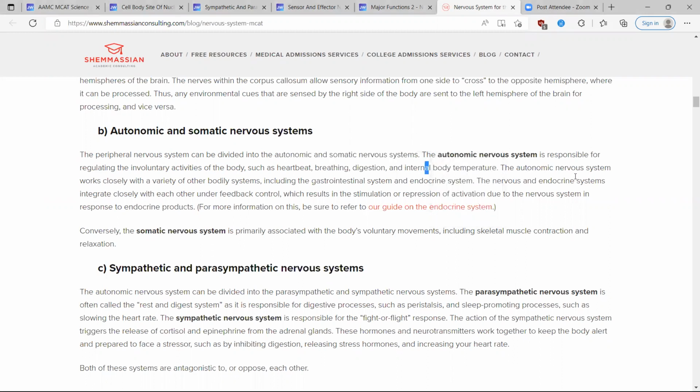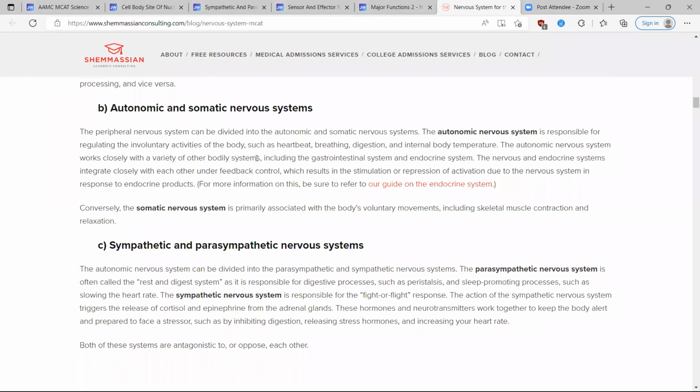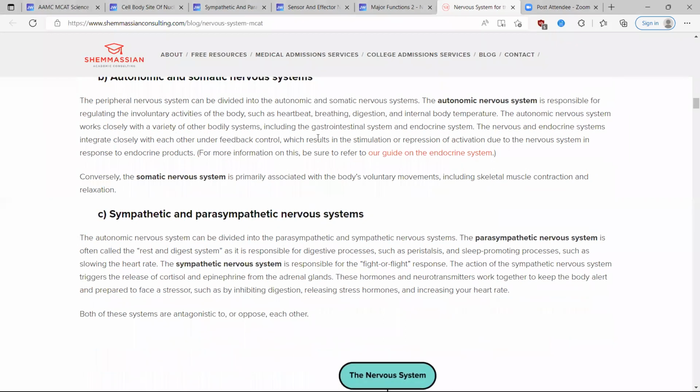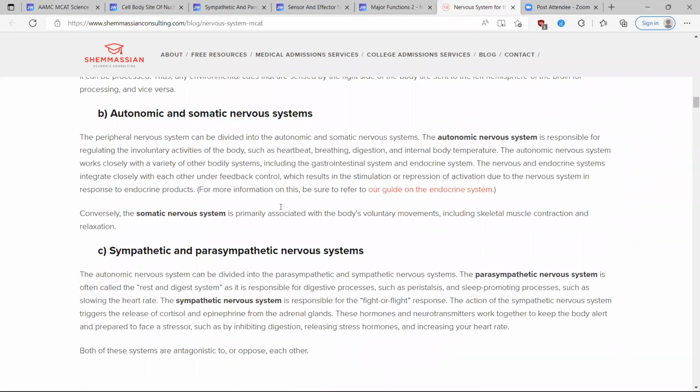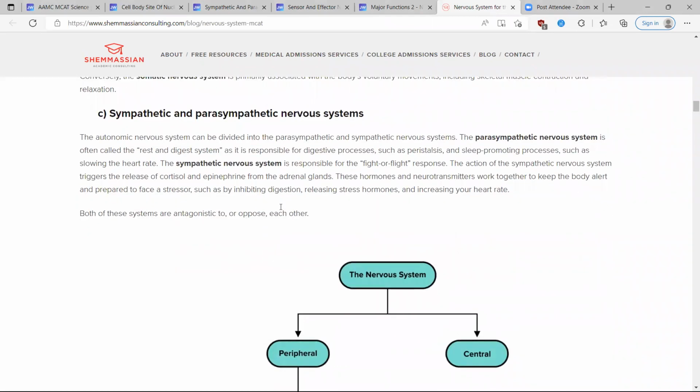The autonomic nervous system is responsible for regulating the involuntary activities of the body, such as heartbeat, breathing, digestion, and internal body temperature. The autonomic nervous system works closely with other body systems, including the gastrointestinal system and the endocrine system, right? That makes sense. Yes. And then the somatic nervous system is voluntary movement, skeletal muscle contraction, right? However, this is not the only division, right?